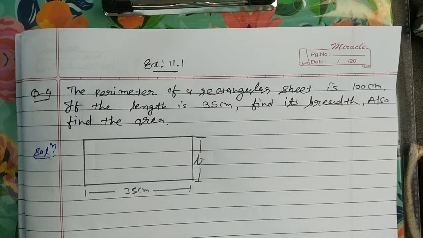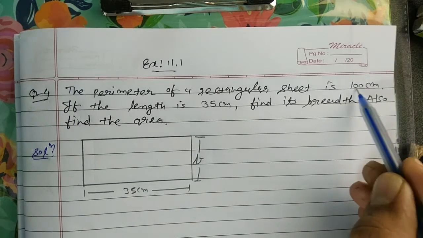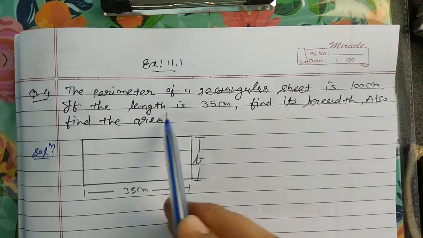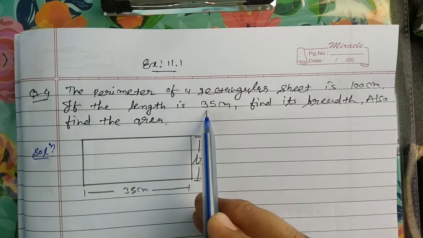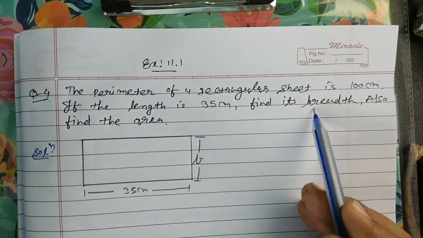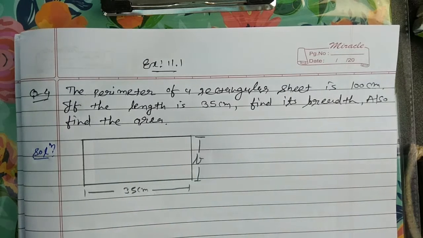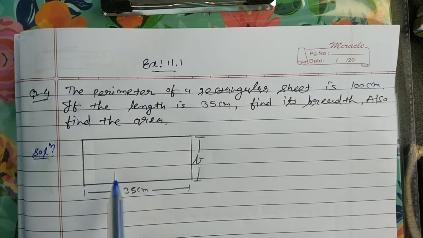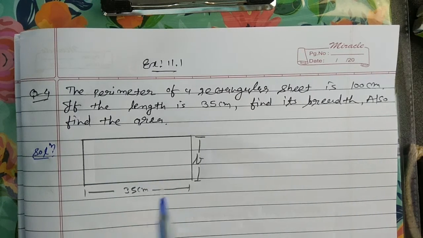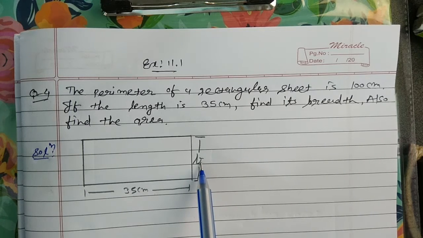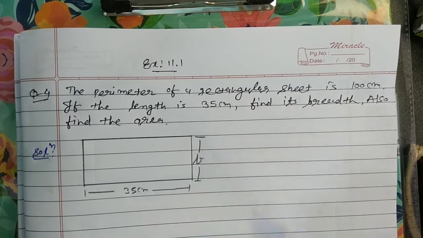In it, perimeter is given, that is 100 centimeter, and its length is given, that is 35 centimeter. And we have to find breadth, and afterwards we have to find area. So here this is a rectangular sheet shape, that is rectangle. Length is given, that is 35 centimeter, and breadth we have to find, so we will take small b as a breadth.